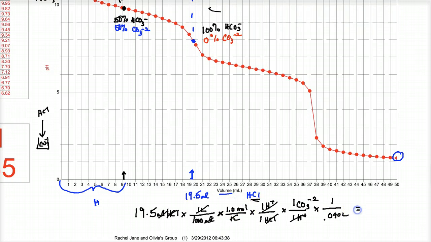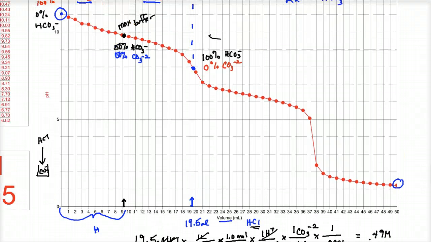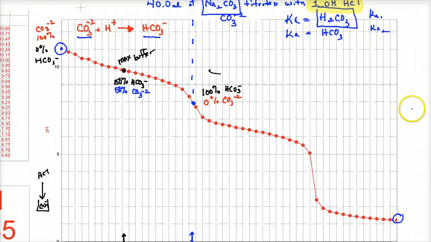This is going to give me 0.49 molar concentration of my original solution. Look at that. I didn't have to completely neutralize CO3. All I had to do was neutralize it once.